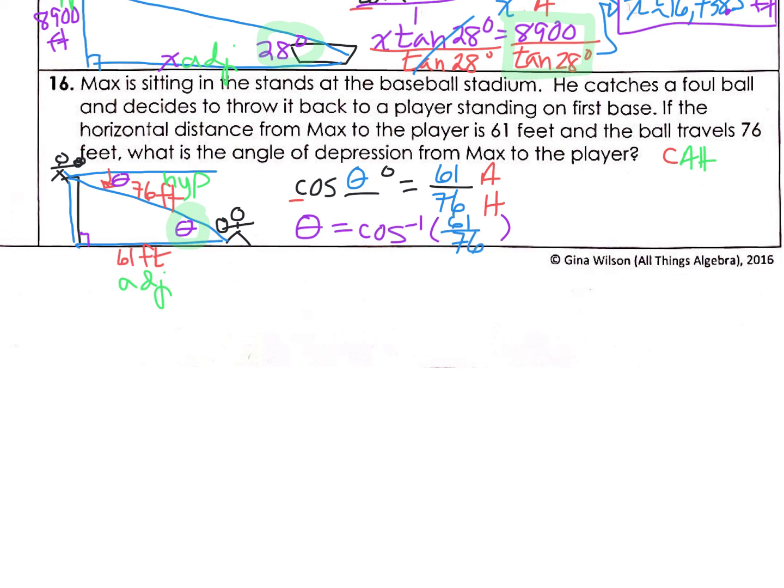And so this is what goes in your calculator. Second cosine to get to that inverse cosine function of 61 divided by 76. And so we get theta is approximately equal to 36.6, and that is in degrees.